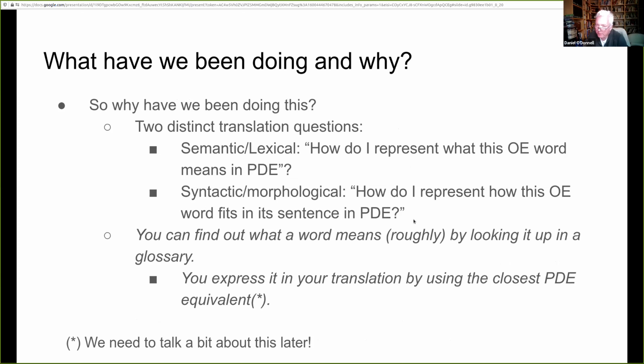This emphasizes something that some of you have commented on in the blogs: when we're translating Old English, we've got two translation issues. The first is semantic and lexical, what we think of when we think of translation, which is what does it mean? We're going to look up Old English words, and then ask ourselves, how do I represent what this Old English word means in present day English? And then we have a second translation question, which is how do I represent the way this Old English word fits into the Old English sentence? How do I represent that relationship in present day English?